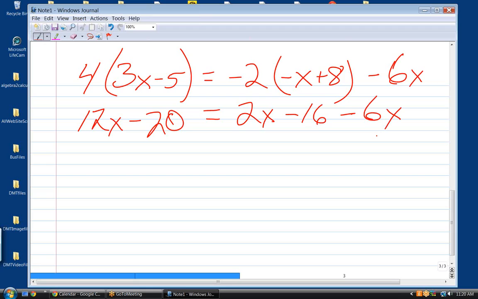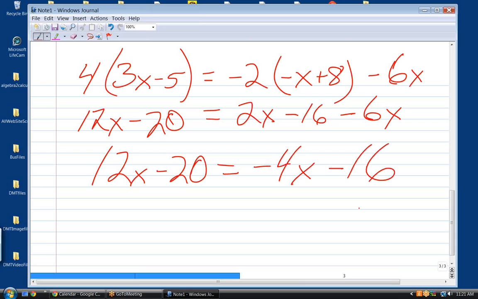Okay? Now, you got a couple of choices at this point. We can combine that 2x and that negative 6x in one step before we do anything else. That maybe makes the most sense. So let's do that. What do you get when you combine the 2x and the negative 6x? Negative 4x. And we still have that 16.